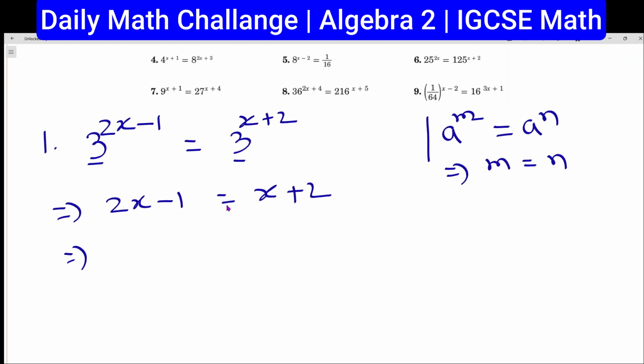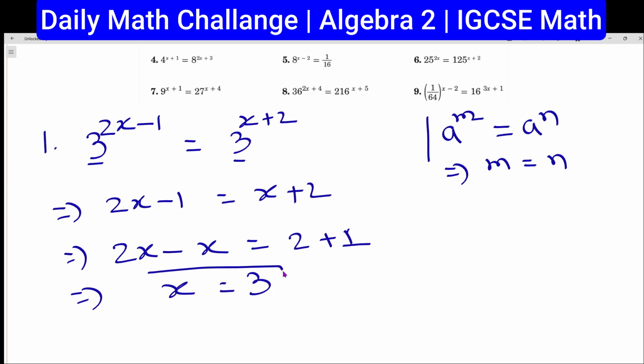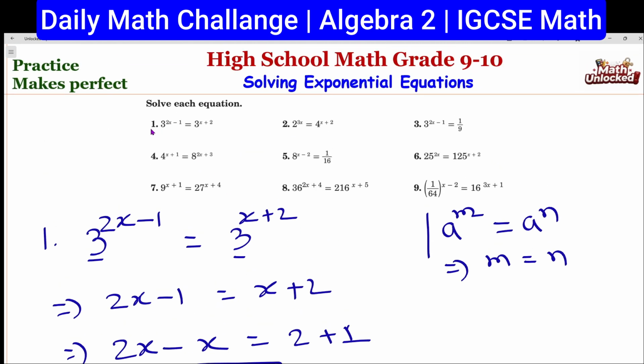Now we can subtract both sides by x, so it will be 2x minus x, and we are adding both sides by 1, so 2 plus 1. Finally we get 2x minus x, it means x equals 2 plus 1, 3. This is our answer. So number 1 done.